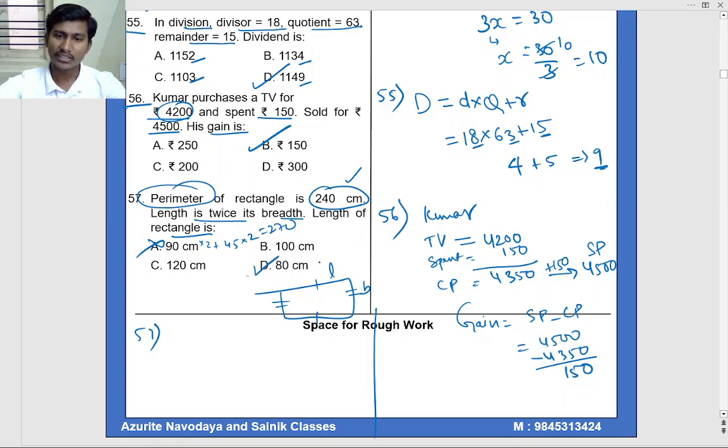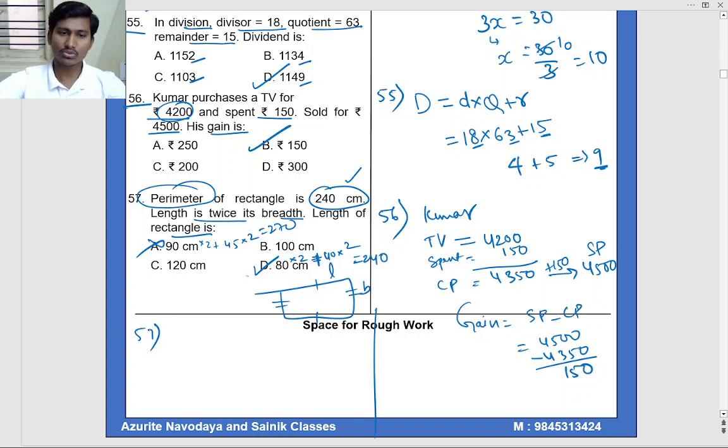Right? 80. That is if you want to do. So 80 length is 2 times, so it will be 160. So half of 80 is 40. So breadth will be 40. 40 into 2, so how much it will be? 80. 160 plus 80 is 240. So option is option D.